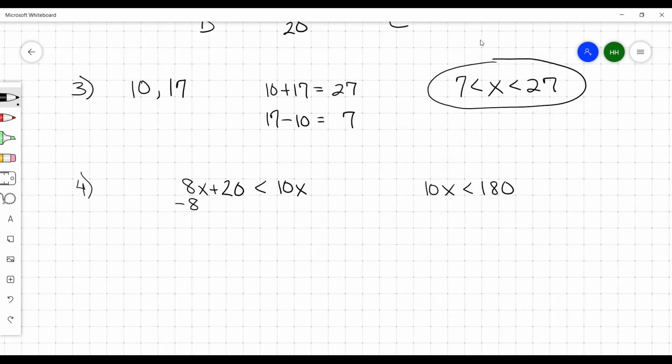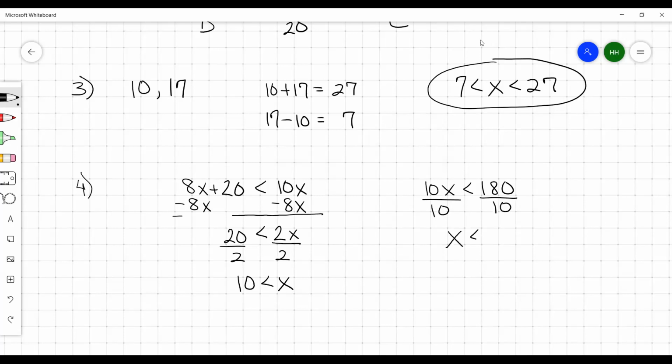So here we go. We subtract 8x from each side. 20 has to be less than 2x. We divide both sides by 2, and we got 10 less than x. Now for the inequality on the right, we divide both sides by 10, and x has to be less than 18. So now you can combine these two inequalities and say that 10 is less than x, which is less than 18.